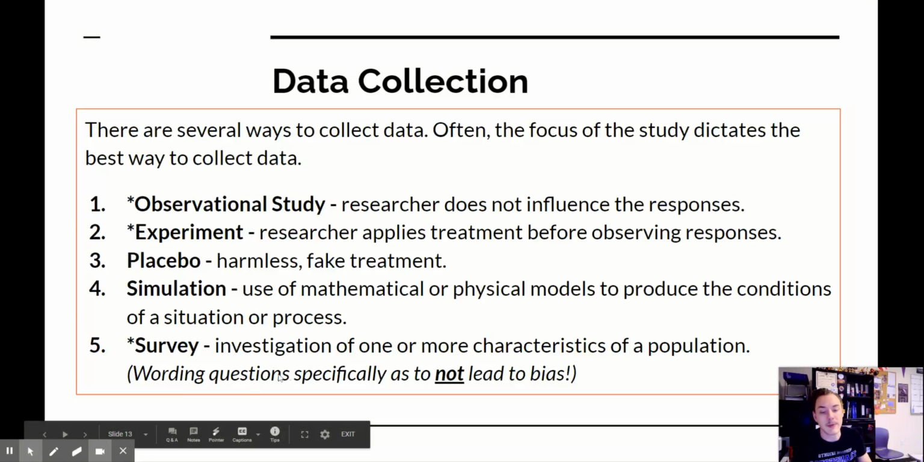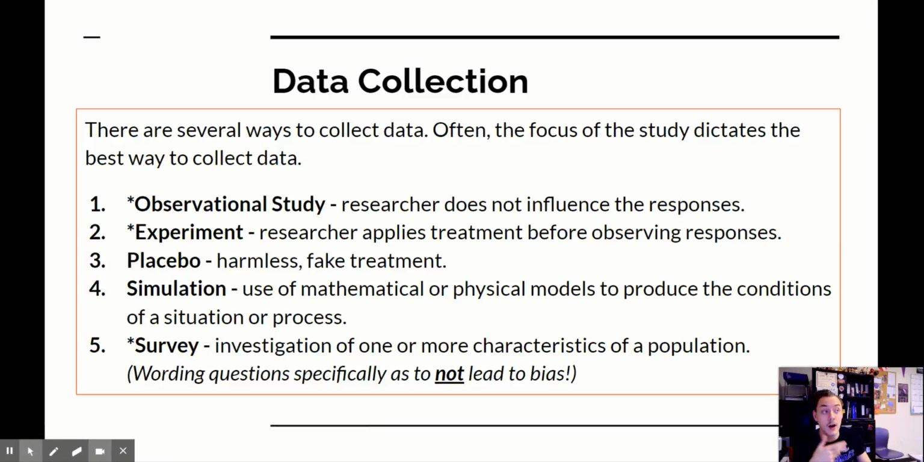So basically what you're trying to do is not word questions so as to not lead to bias. You don't want to word questions to lead to bias. So wording questions specifically so as to not lead to bias is really your goal. If you're doing a statistical study, you don't want to basically have a loaded question. You know, like, why do you shop at Lowe's when it really does suck? Obviously, that's a loaded question, right?